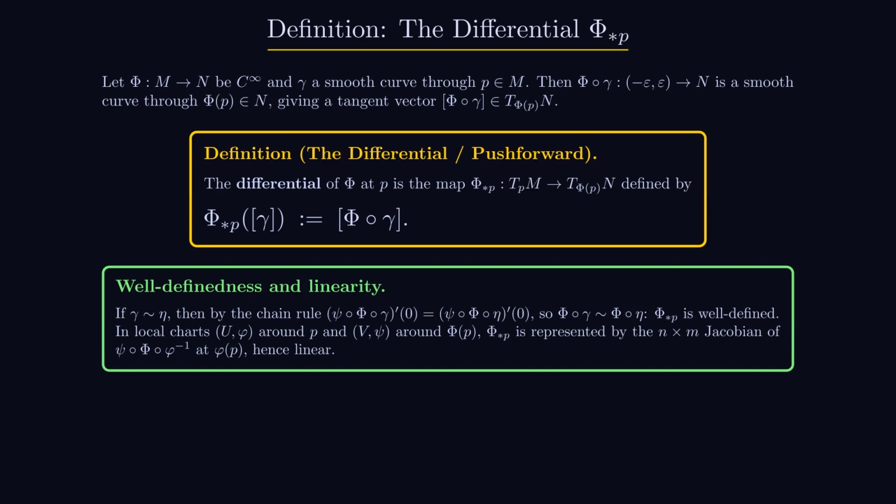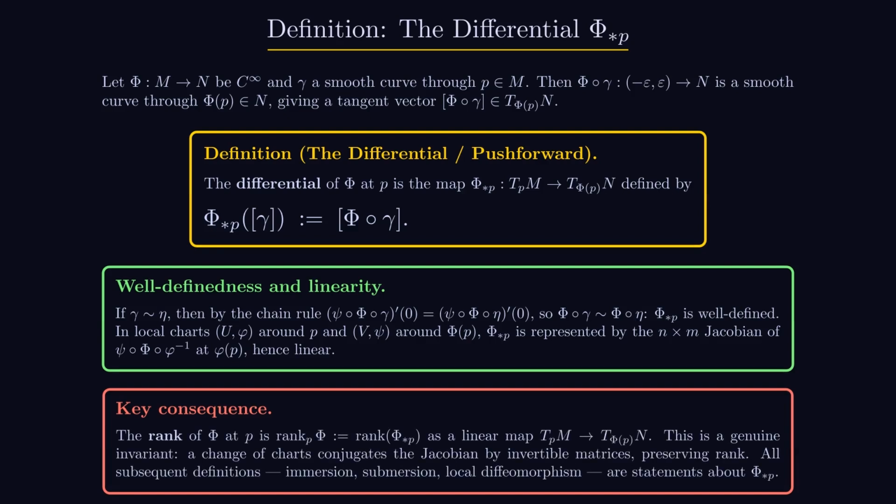so they represent the same element of T phi(P) N. In local charts phi around P and psi around phi of P, the differential phi star P is the linear map given by the n by m Jacobian matrix of the local representative psi composed with phi inverse, evaluated at phi of P. This ties the abstract curve definition to concrete matrix computation. The rank of phi at P is the rank of the differential as a linear map. The rank is an invariant since a change of charts conjugates the Jacobian by invertible matrices on both sides. Every definition that follows in part 3, immersion, submersion, local diffeomorphism, critical point, is a statement about this linear map.